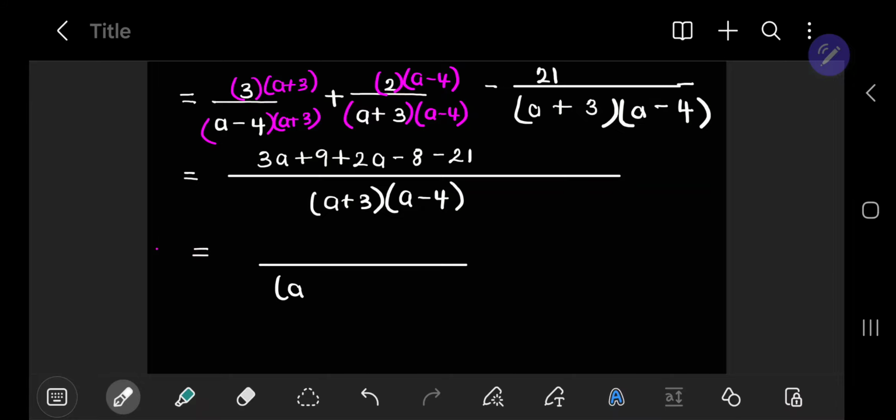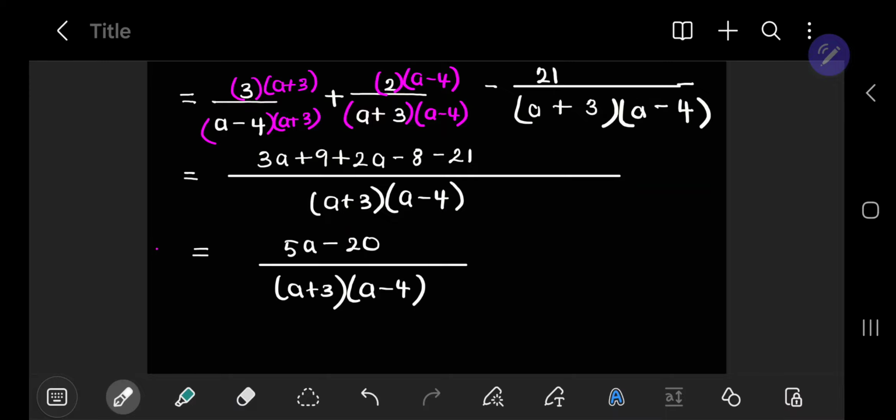So keeping the denominator as is, in our numerator we've got like terms. We have 3a plus 2a, which is going to be 5a. And we've got 9 minus 8, which is 1. And 1 minus 21 is negative 20.